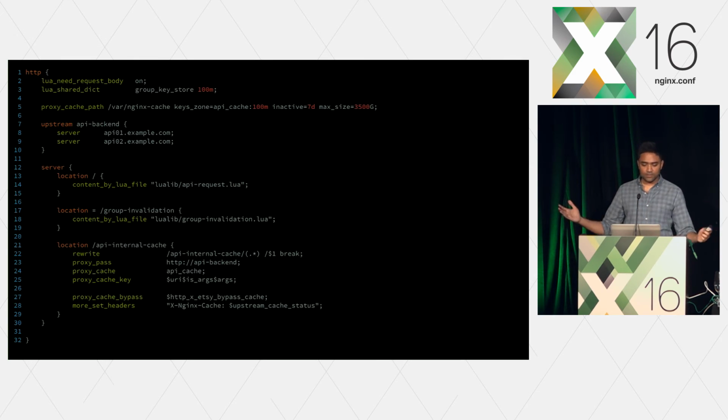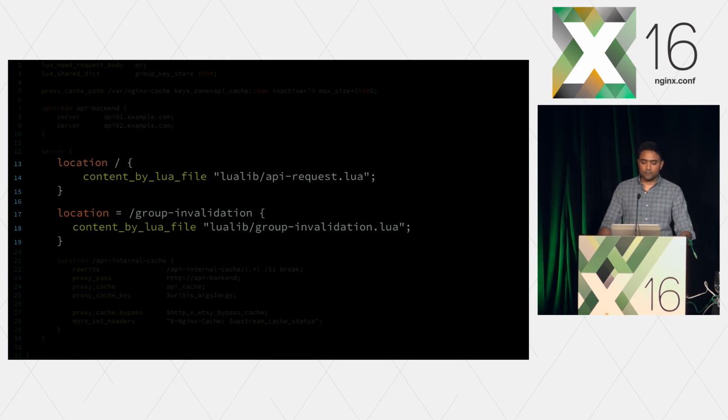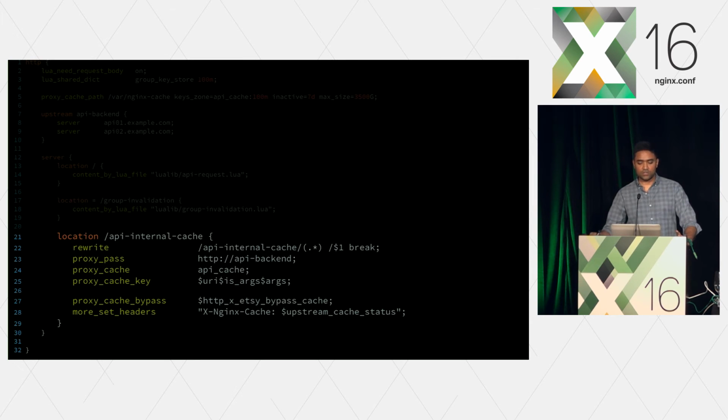So this is overly simplified, but it kind of conveys the concepts. The bulk of the requests are handled by that first location block, which is saying capture everything and then let this Lua file handle the content for it. And the second one is if there's an endpoint called groups invalidation that gets hit, then let that be handled by the second location. And then there's a third one, which is an internal location, which is set up with a cache. This is a usual caching proxy setup.